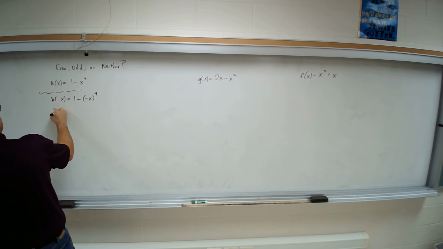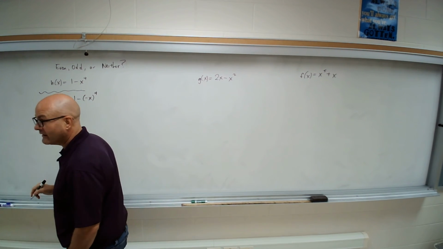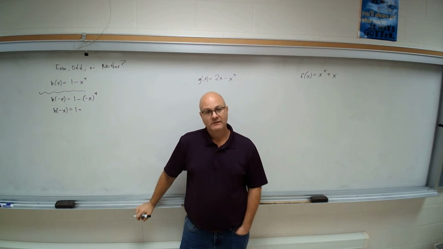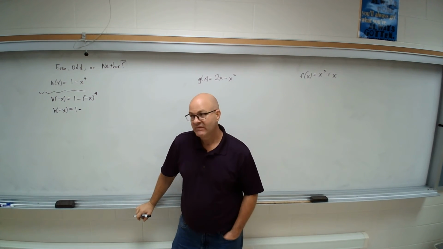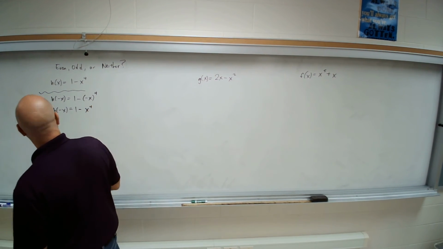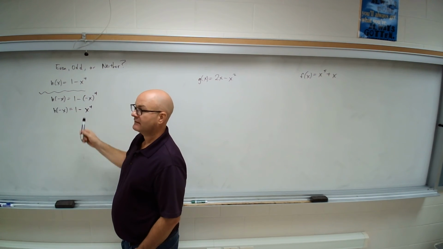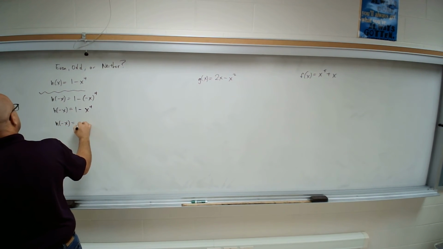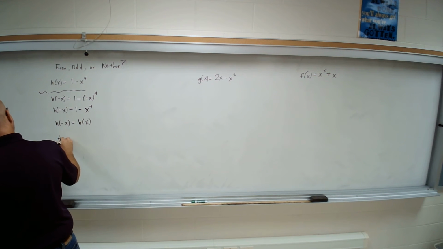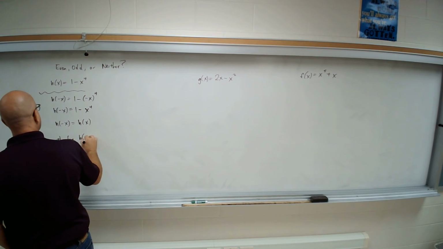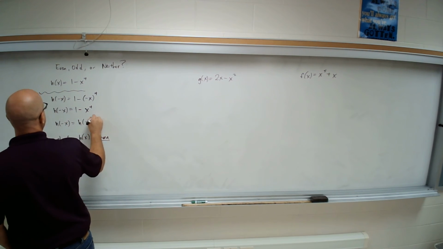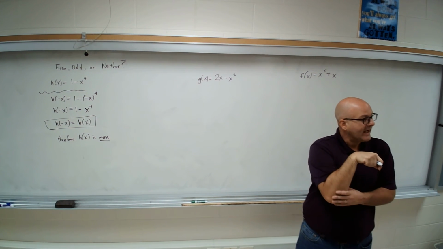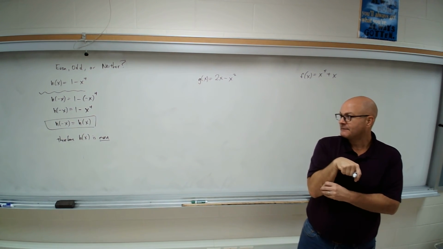So our next step is to simplify. Well, 1 is just 1. And then that's still minus. What's a negative x raised to the fourth power? Would the negative go away? It would just be x to the fourth, right? What does that look like? The original function, right? So h of negative x is equal to h of x. Therefore, h of x is even. Right? That's the definition of even right there. That basically, that negative input on the x just goes away. You get the original function back.